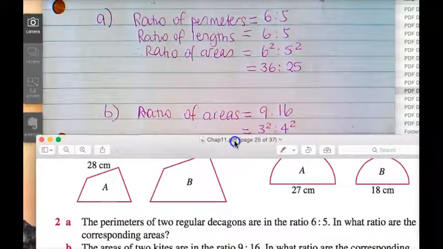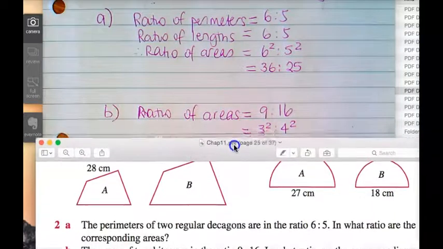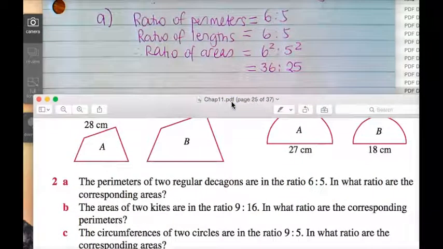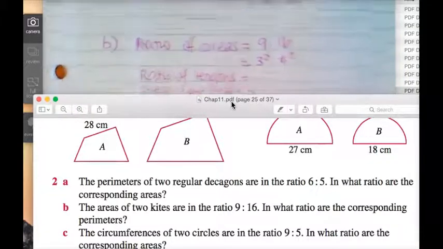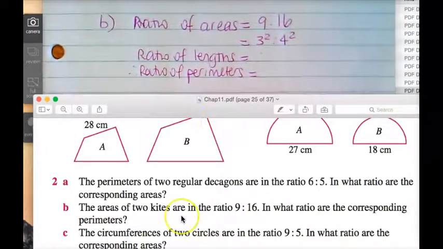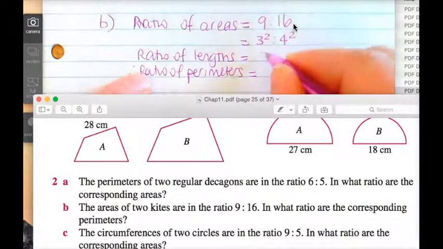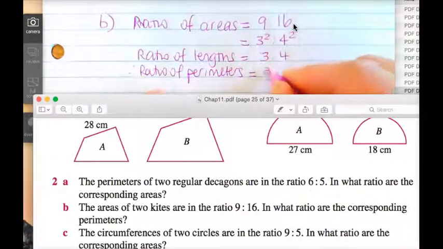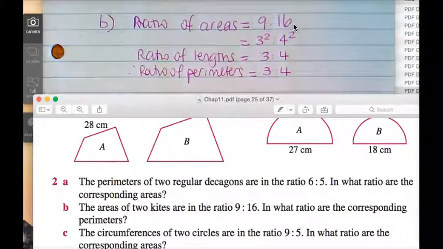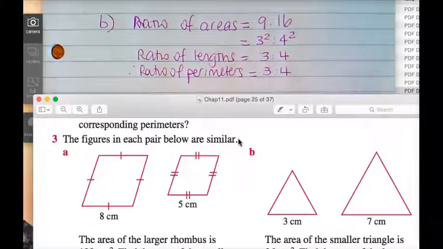Can I move the first question up now? Yeah. So, I'll just put it like that. Questions down here. Ratio of areas is 9 to 16. Girls, I want you to then express that as two square numbers. Makes it easier, which happens to be 3 squared is to 4 squared. So what would, therefore, the ratio of any side length be? 3 to 4. Perimeter is a side length thing. So, therefore, the ratio of the perimeters is also 3 to 4. Does that make sense? Yeah. Okay. Girls, that's question two. We're going to choose some other questions.